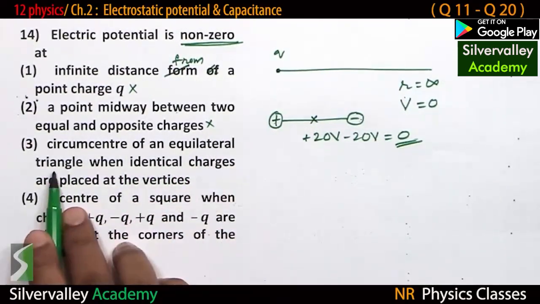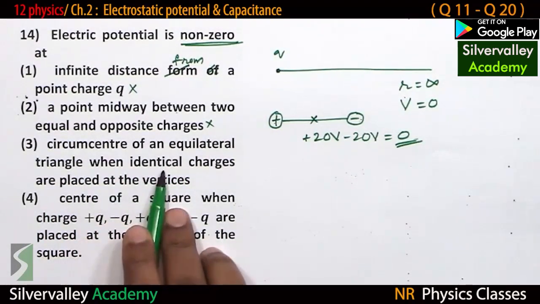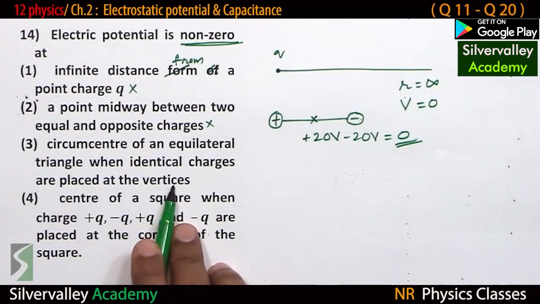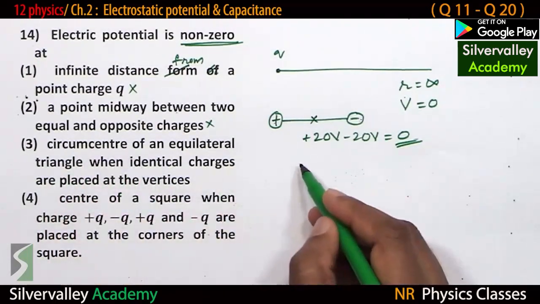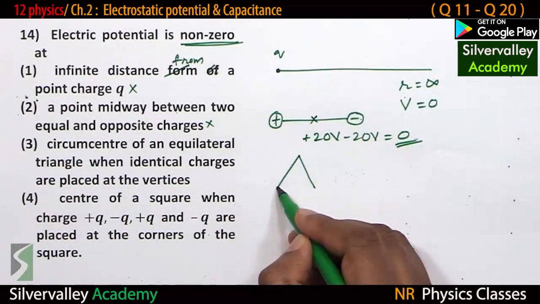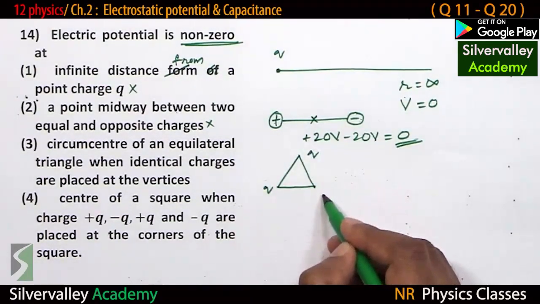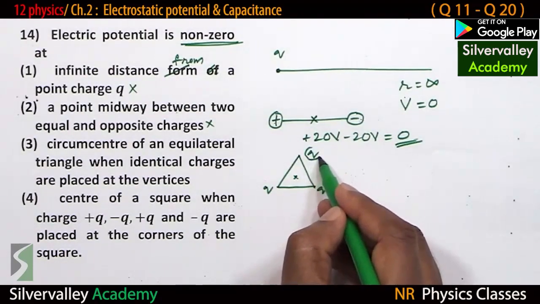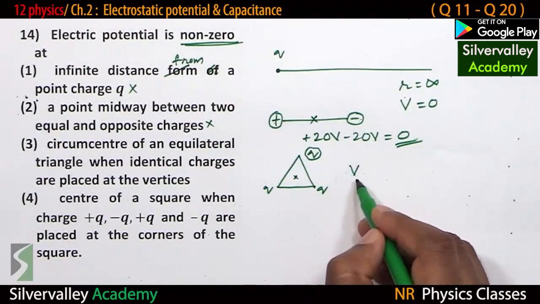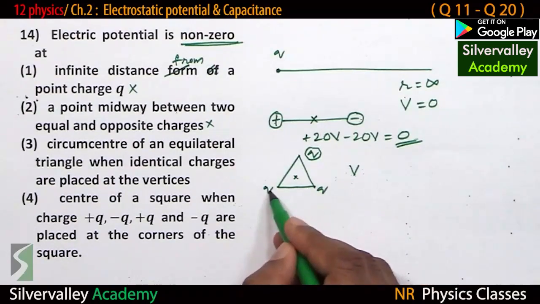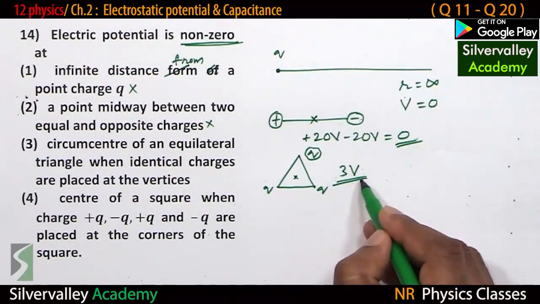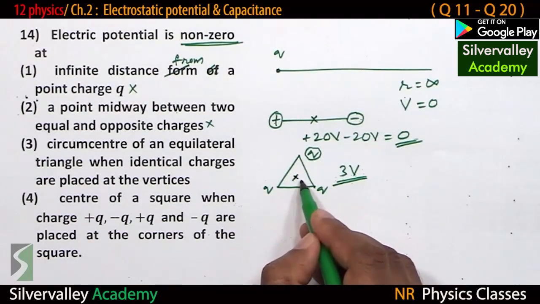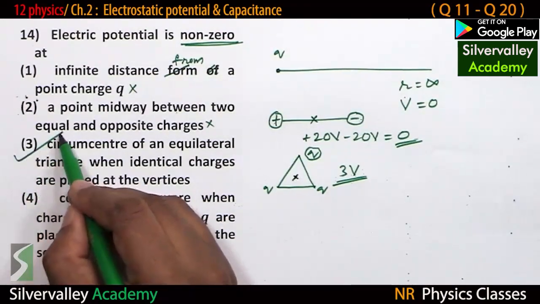Circumcenter of an equilateral triangle when identical charges are placed at the vertices. This is the triangle, these are the charges. Circumcenter. Potential due to each charge at the center is V. Due to 3 charges means 3V. So potential at the center is not equal to 0.